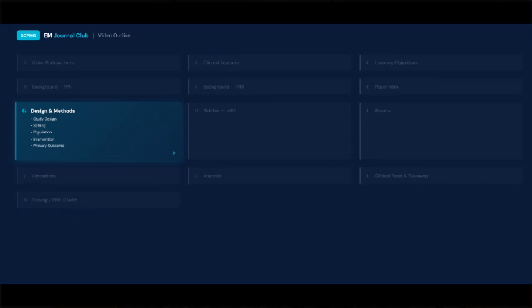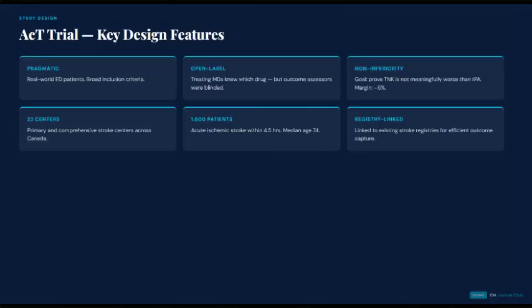The paper, design and methods. Study design. This was a pragmatic, multi-center, open-label, blinded endpoint, non-inferiority, randomized control trial. Let's unpack all that. Pragmatic means they designed it to reflect real-world clinical practice, broad inclusion criteria, real ED patients, not a highly selected, cherry-picked population.